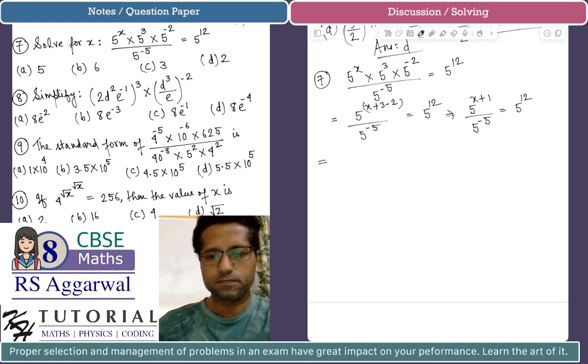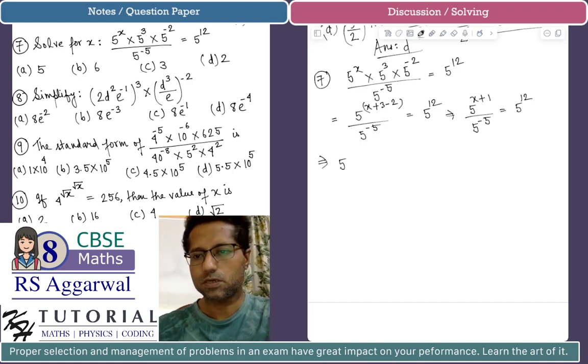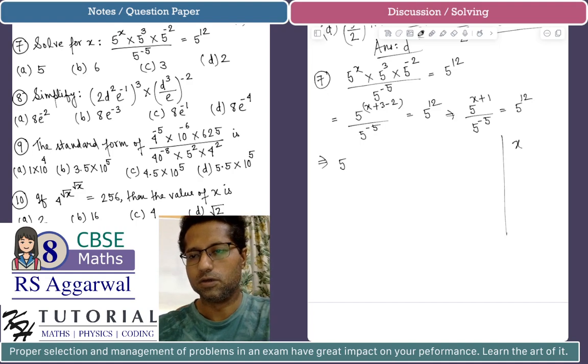Now this implies, using the laws of exponents, x to the power m divided by x to the power n is equal to x to the power m minus n.